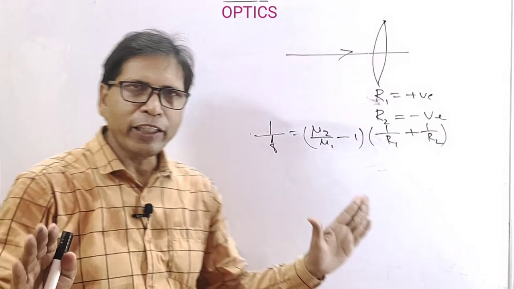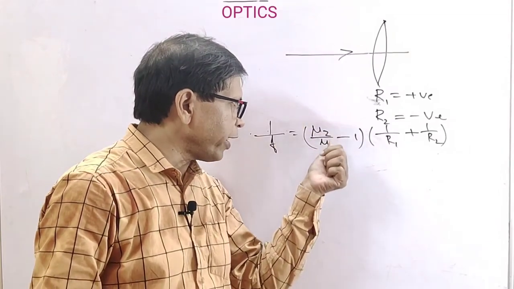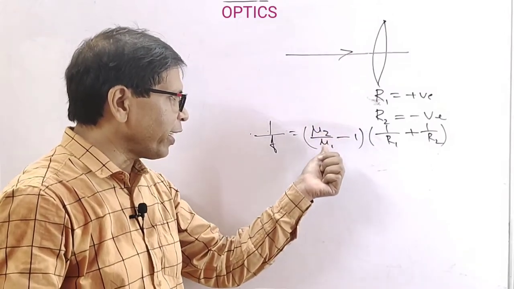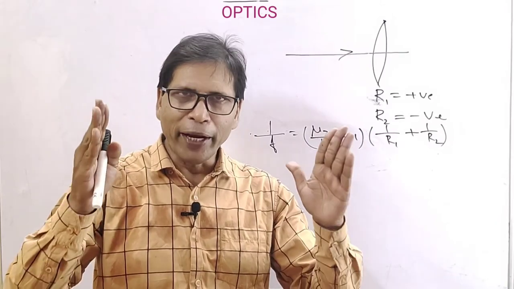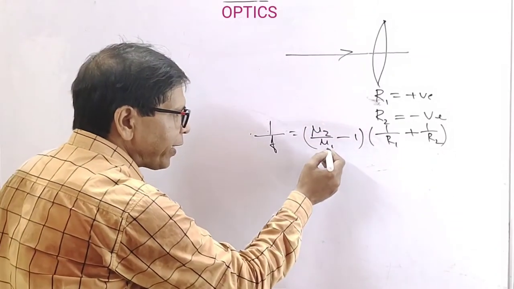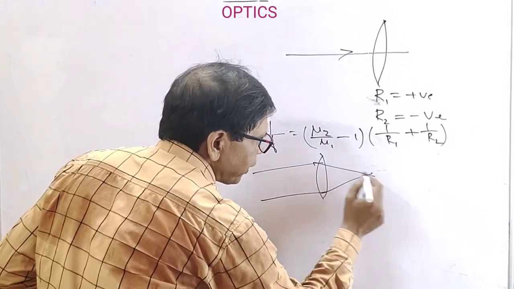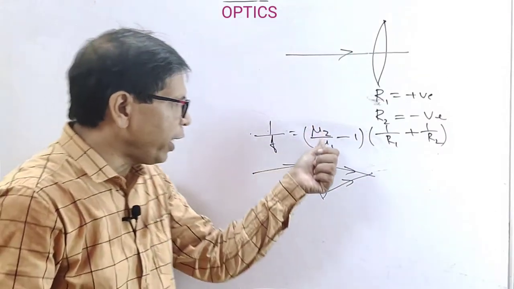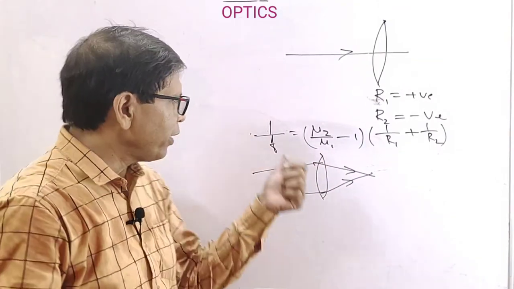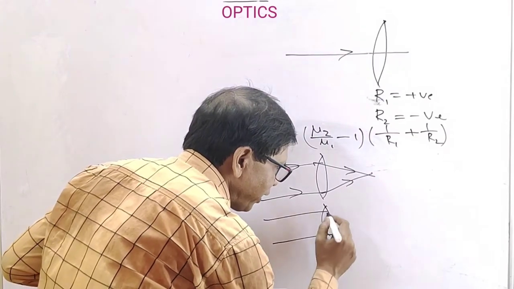Now, this is the relation of the focal length of a convex lens. Look at this, the focal length becomes positive if mu2 is greater than mu1. So a convex lens behaves like a converging lens if mu2 is greater than mu1, that is, the RI of the material of the lens is greater than the RI of the medium. Okay, now if mu2 is less than mu1, that is, the RI of the material of the lens is less than the RI of the medium, then the focal length of the convex lens is negative. In this case, a convex lens behaves as a diverging lens.